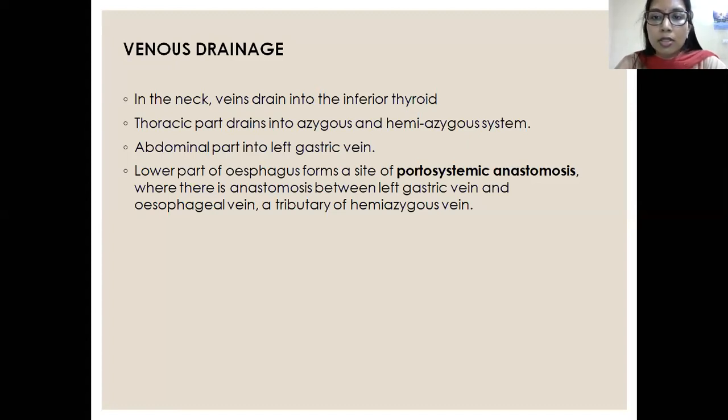So what is this portosystemic anastomosis? It is nothing but an anastomosis between your systemic veins and your portohepatic system. Here the portosystemic anastomosis is formed between the left gastric vein and esophageal vein with a tributary of the hemiazygous vein. It has its significance, which we will be discussing in pathology.